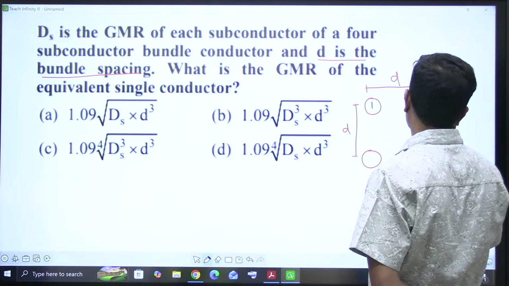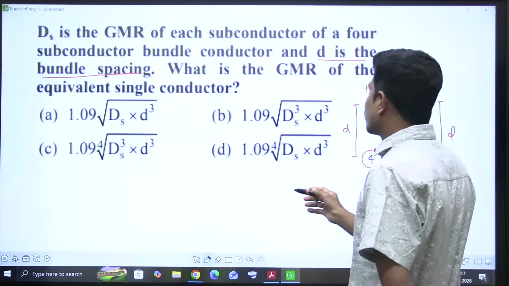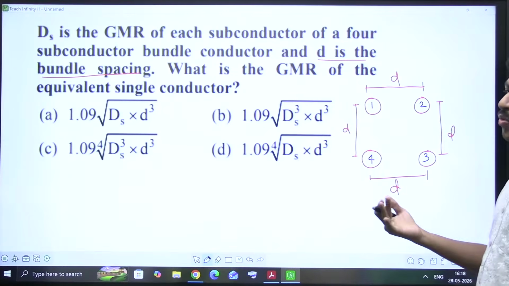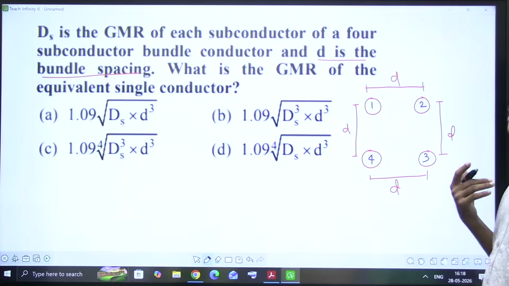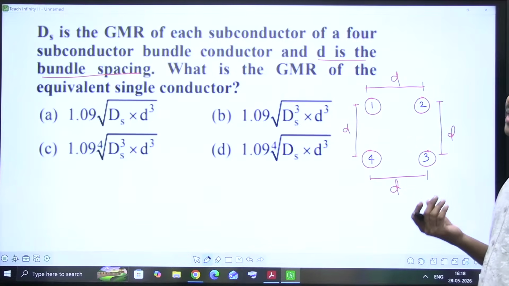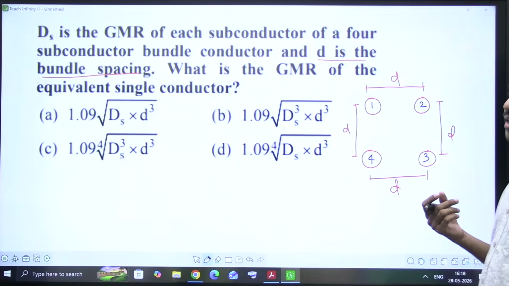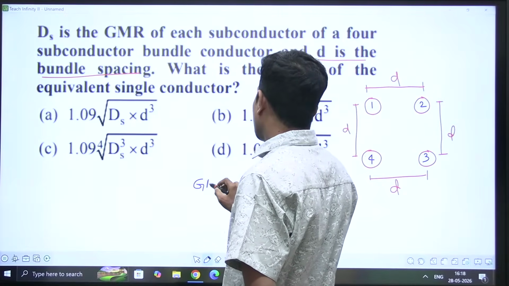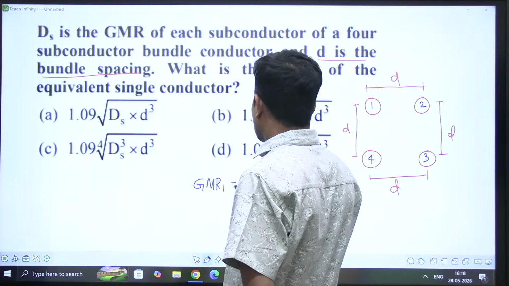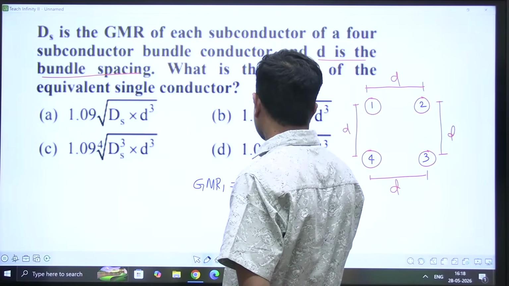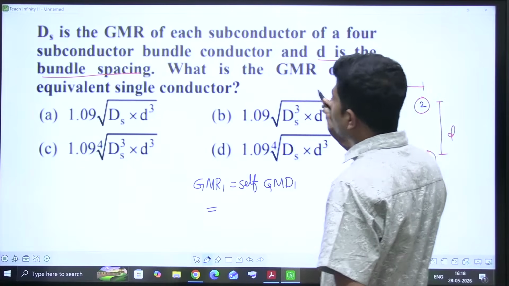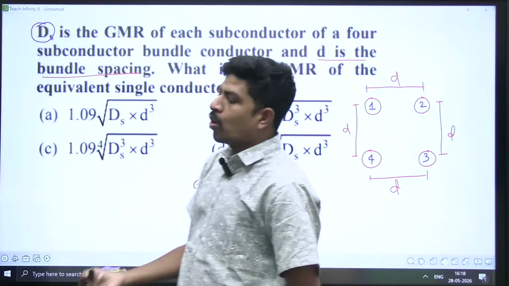Now let's take this one as one, two, three, four. Let's find the GMD. Each subconductor has its own effective radius Ds, which is called GMR. GMR is the effective radius of the conductor in which self magnetic flux linkages occur. It is the effective distance over which self magnetic flux linkages occur. So the GMR of 1, also called self GMD, of 1 is its own, how much? Ds.